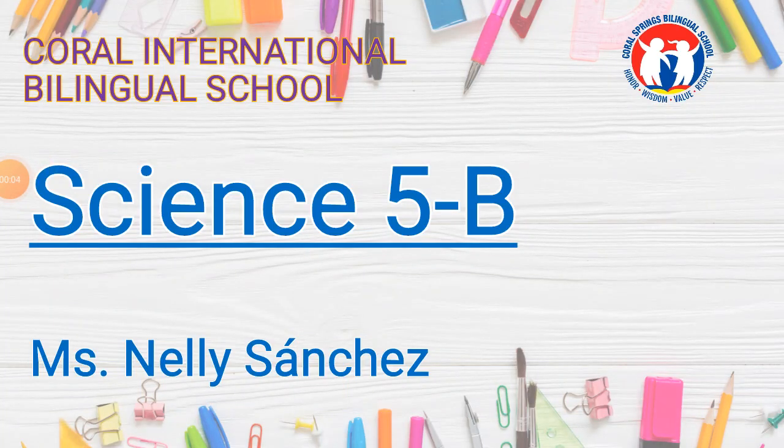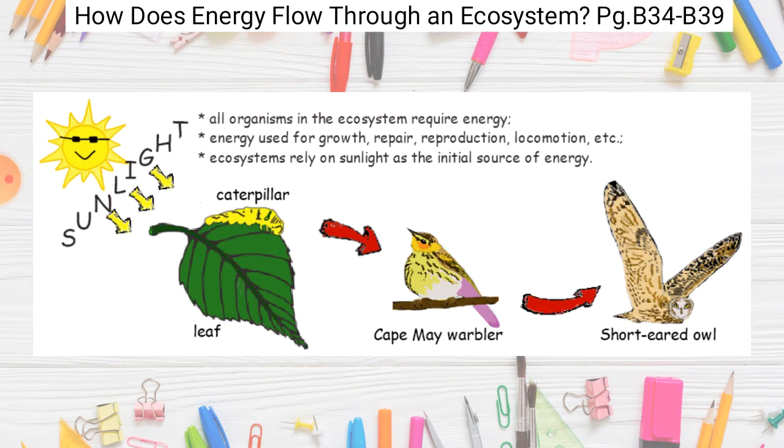Please open your notebooks. Our topic for today: how does energy flow through an ecosystem? First, let's understand why energy is important. All organisms in an ecosystem require energy. Energy is used for growth, repair, reproduction, and locomotion, or moving.